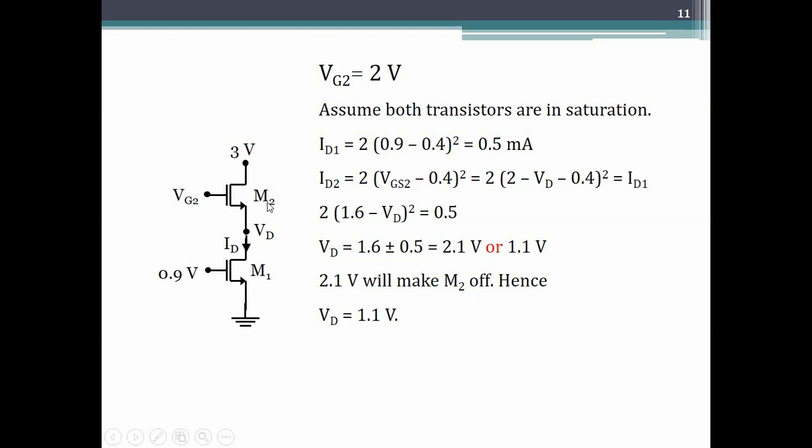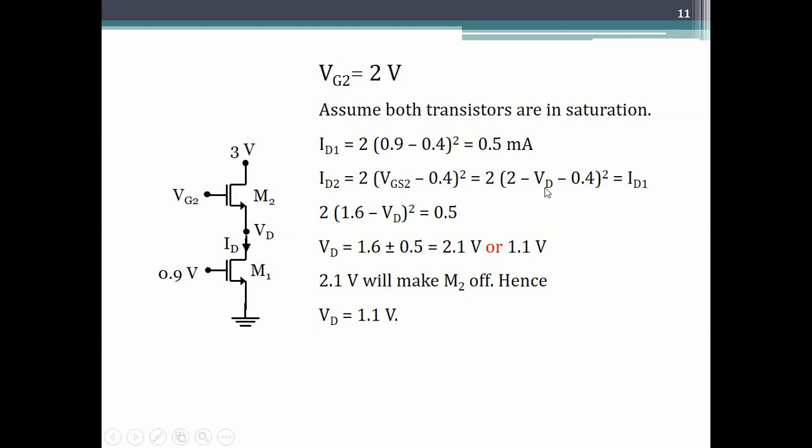We write the drain current equations for both of them. So we assumed saturation. For M1 we say ID1 is all this, which is 0.5 milliamps. For M2 we assume saturation and we get VGS2. Remember, Vs for M2 is not 0. It is in fact unknown, and because I've called that node voltage VD, I've written VD here. So we get this equation.